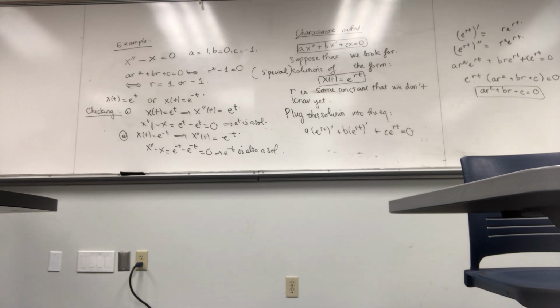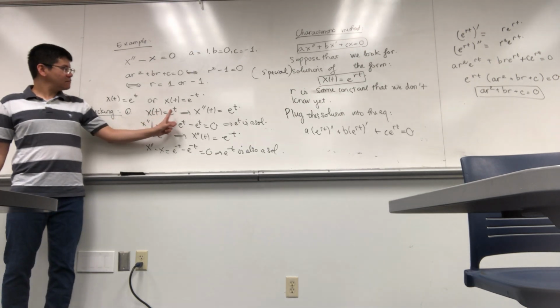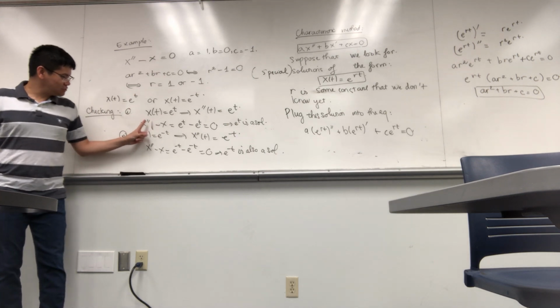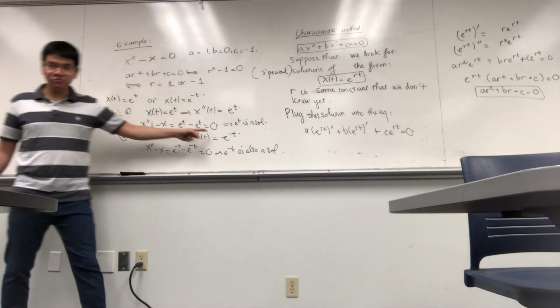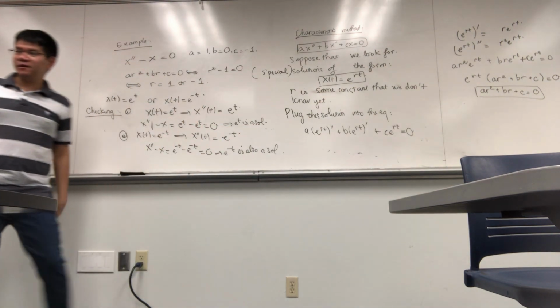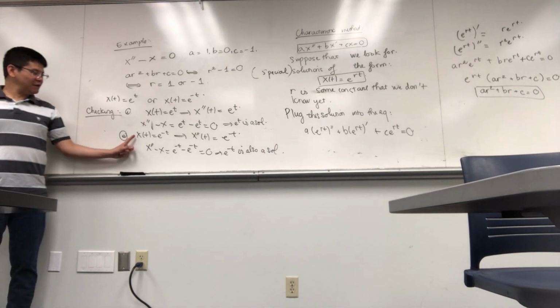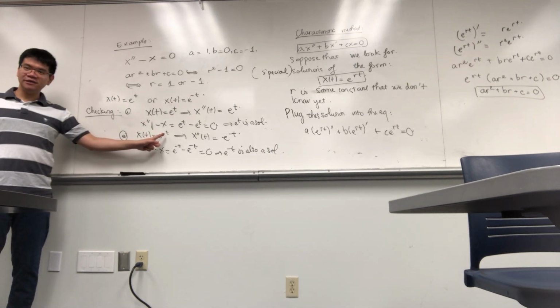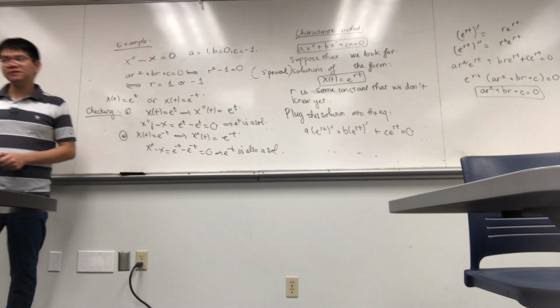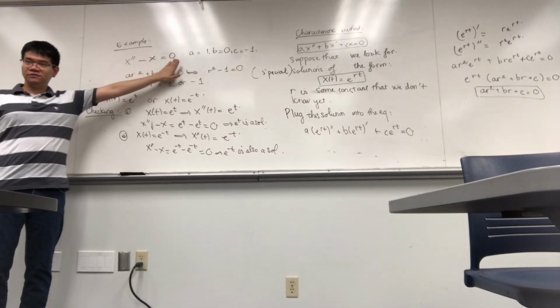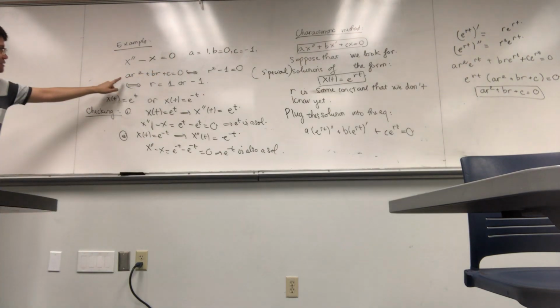So if I replace e to the t back into the equation, I'm going to have e to the t second derivative minus e to the t is 0, so e to the t is one solution, right? If I replace e to the power minus t into the equation, e to the power minus t is also a solution. It's clear?